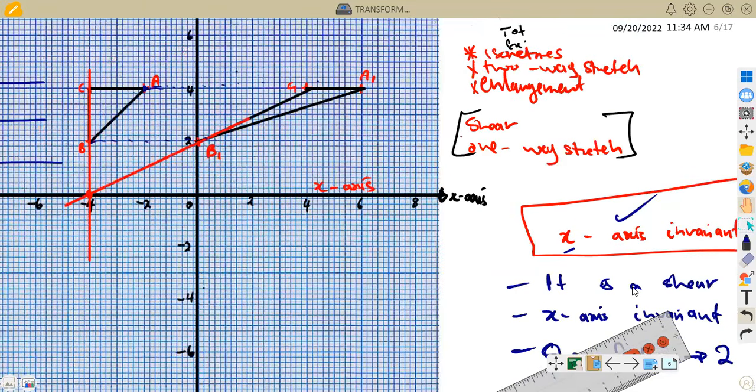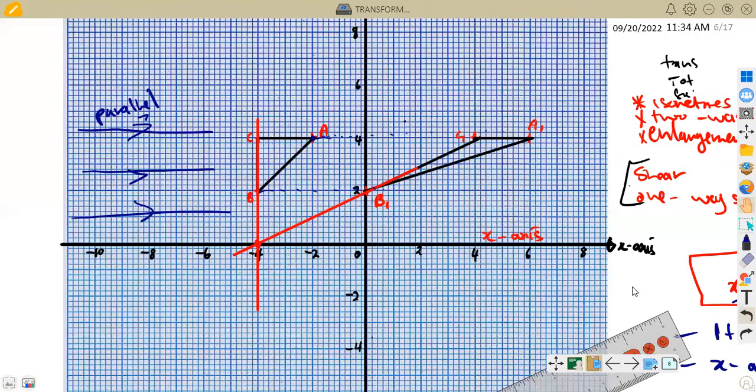So the first thing on shear that you need to know is that you're going to have the invariant line. From the invariant line, you're saying, I have got the x-axis as the invariant line. Then what is the movement of the points? Are they moving parallel or perpendicular? If they are parallel to the invariant line, that one is a shear. We are going to see the opposite now on the one-way stretch, which is going to move perpendicular to the invariant line. So these ones, they are moving in a parallel way.